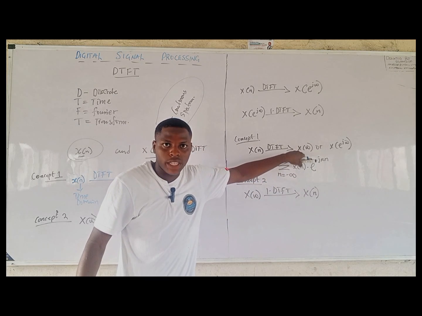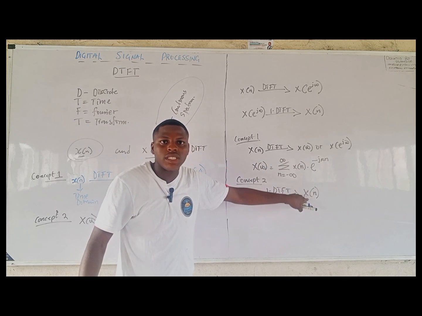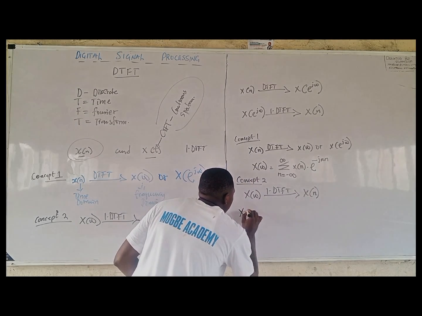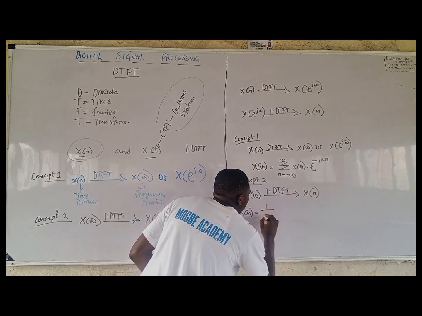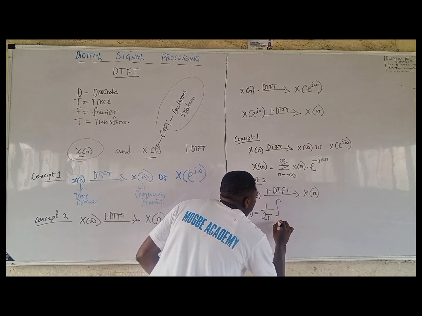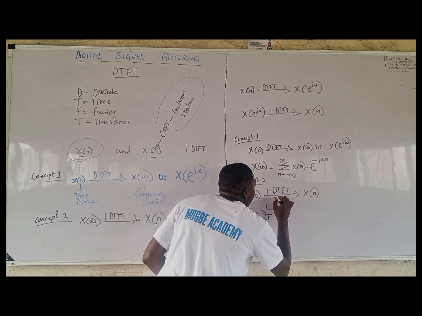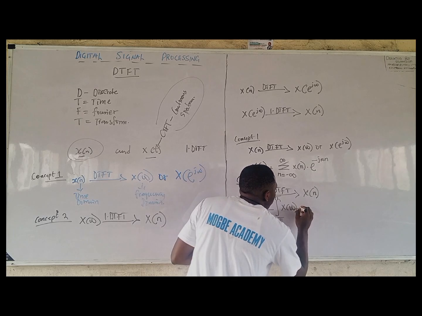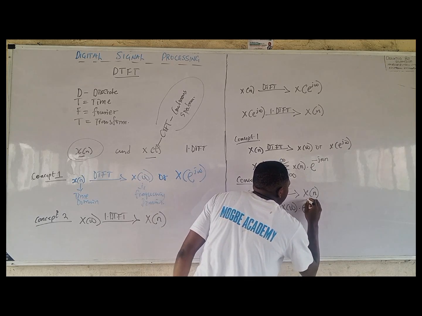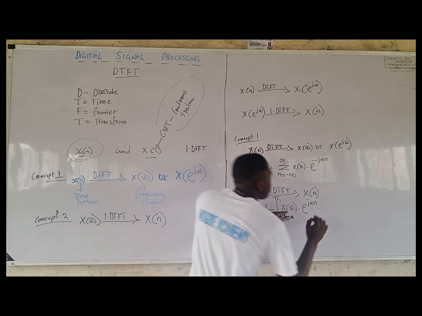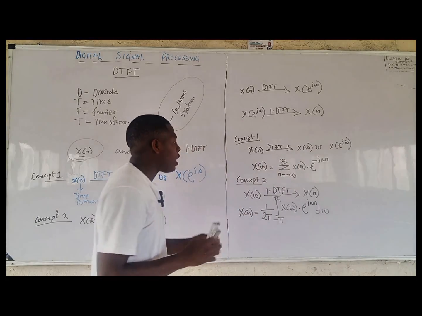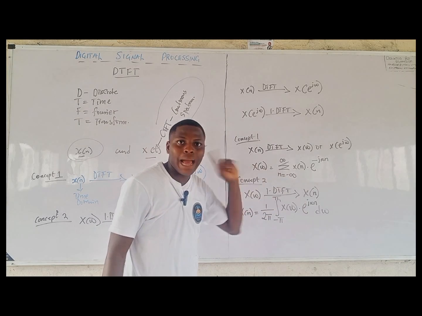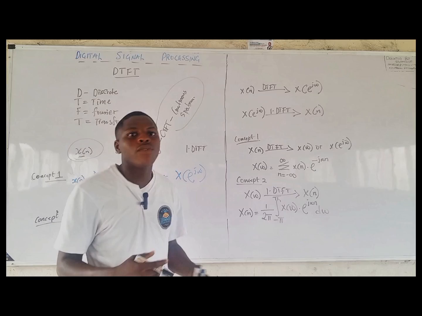Are we together? Here we got the frequency domain, that's our interest. But in the second concept, our interest is the time domain. Are we together? Now the time domain equation is simply 1 over 2π, integral from minus π to π. Our interest here is the frequency domain multiplied by exponential jωn. We are integrating with respect to dω. Are we together? So this equation is applicable when we are converting your frequency domain to time domain, applying inverse DTFT.